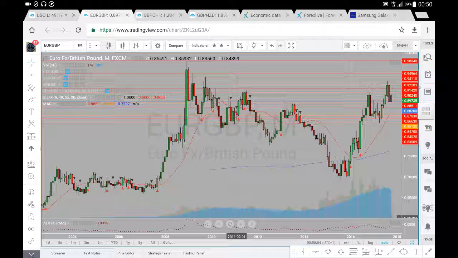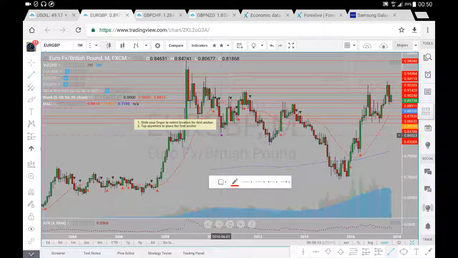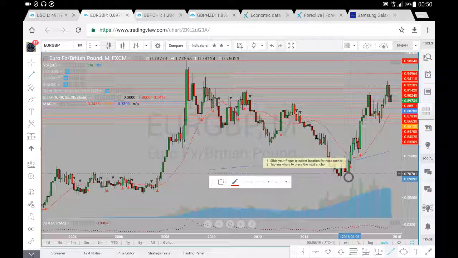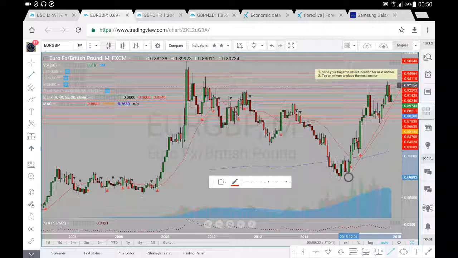If you're looking at the monthly time frame, we do appear to be in an uptrend, and let's just get the trend on there. So let's imagine we start here, and we're eager to do that.